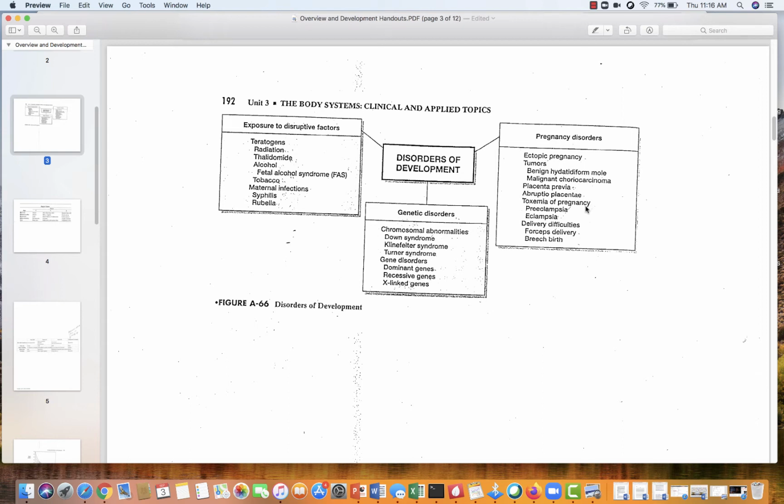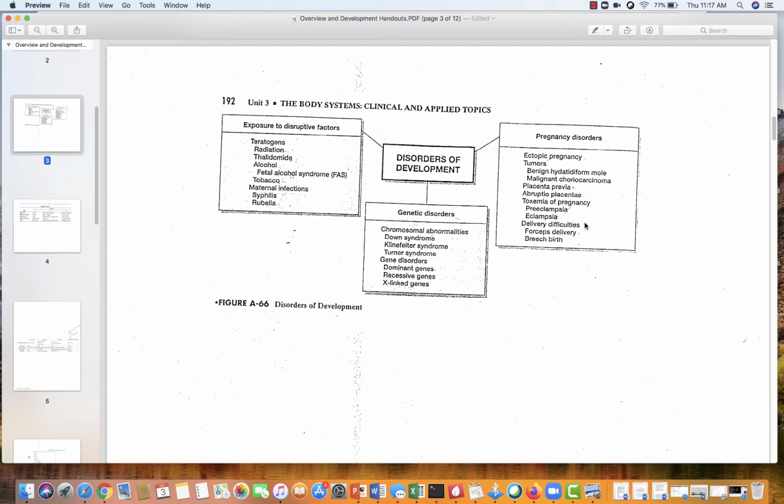One is preeclampsia, which is high blood pressure of pregnancy. Really, it's thought to result from abnormal formation of blood vessels within the placenta. Okay. Eventually, preeclampsia can lead to eclampsia, and that is where seizures follow preeclampsia. So that is definitely a medical emergency.